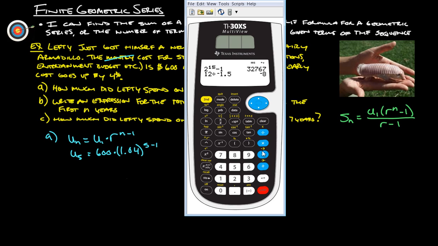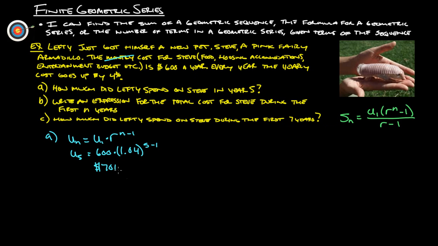So let's calculate that out. We have 600 times 1.04 to the 5 minus 1, or the 4th power. That gives us, in year 5, $701.92. So that's how much was spent in year 5.